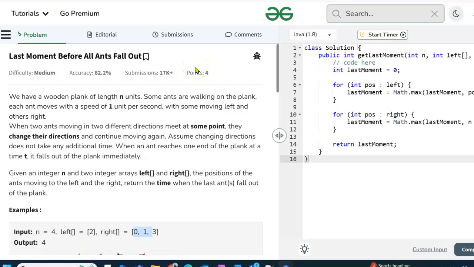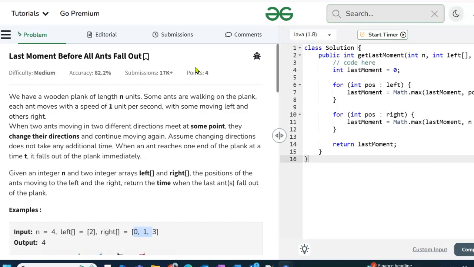Today's problem is Last Moment Before All Ants Fall Out of a Plank. Difficulty medium, though it has a high accuracy rate. Let's see, we have a wooden plank of length n units. Some ants are walking on the plank. Each ant moves with a speed of 1 unit per second.